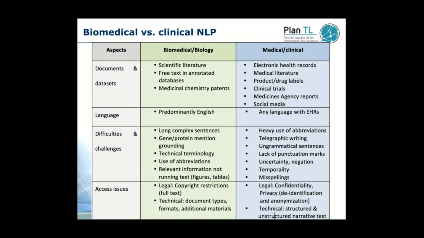The difficulty and challenge, especially for medical and clinical text, is that we use abbreviations heavily. We also have a lot of misspellings and typos, a lack of punctuation marks, and grammatical problems in sentences. Another problem is privacy in the clinical domain, which we don't have as much in the biomedical part. They have some restrictions, but mostly for copyright, whereas for the medical domain it is privacy and confidentiality.